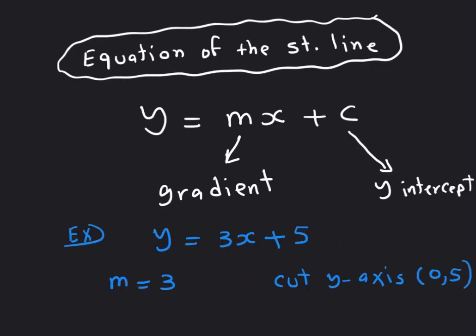Next, the equation for the straight line: y equals mx plus c. M stands for the gradient, and c for the y-intercept, or the intersection with the y-axis. So for example, if y equals 3x plus 5, this means the gradient is 3 and the intersection with the y-axis is (0, 5).